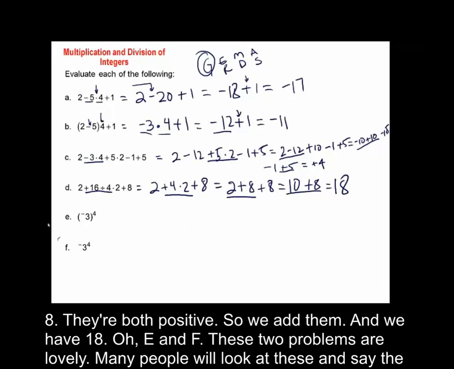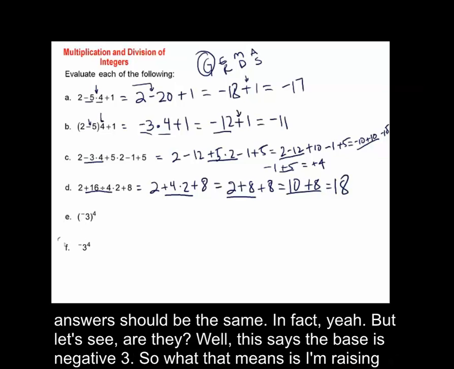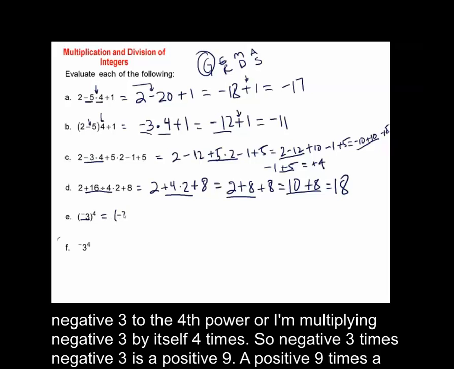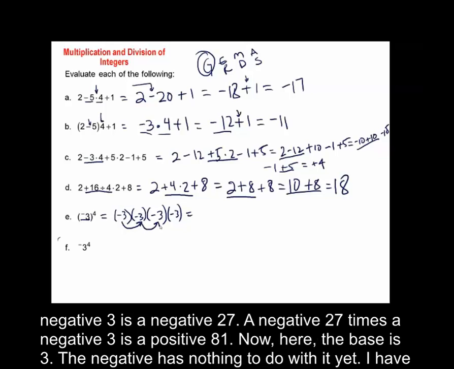E and F, these two problems are lovely. Many people will look at these and say the answers should be the same. But let's see, are they? Well, this says the base is negative 3, so what that really means is I'm raising negative 3 to the 4th power, or I'm multiplying negative 3 by itself 4 times. So negative 3 times negative 3 is a positive 9. A positive 9 times a negative 3 is a negative 27. A negative 27 times a negative 3 is a positive 81.